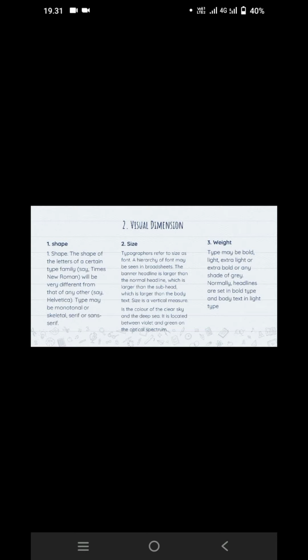Size is a theoretical measure. It's the color of the clear sky and the deep sea. It is located between violet and green on the optical spectrum. The third is weight. Type may be bold, light, or extra bold, or any shade of gray. Normally, headlines are set in bold type and body text in light type.